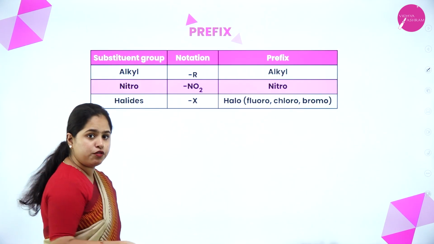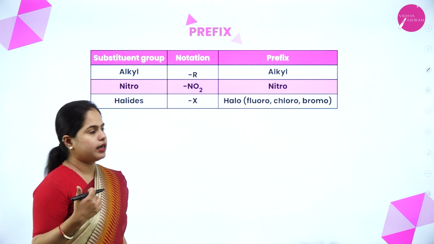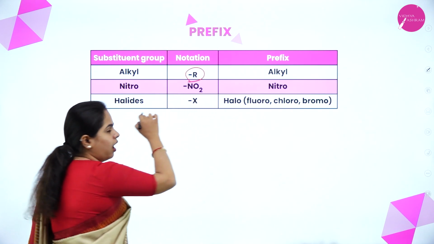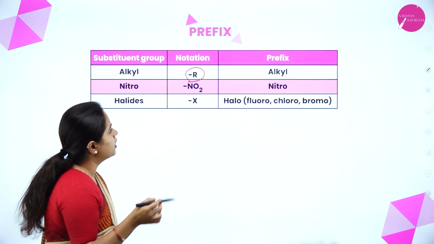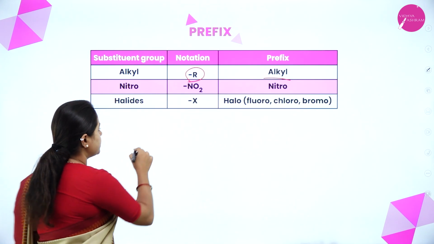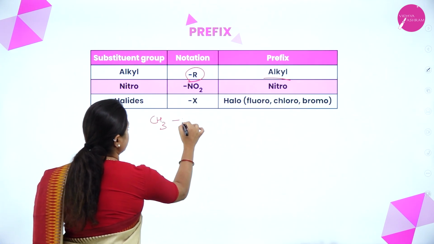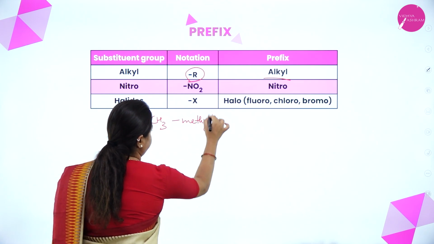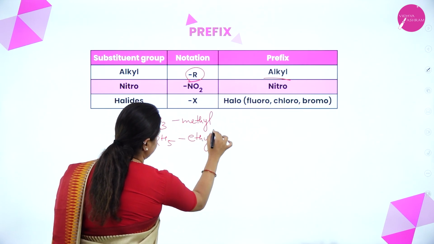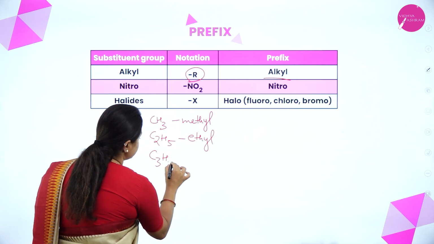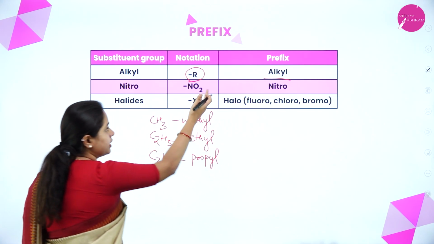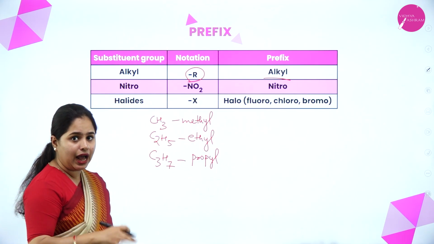Now coming to the prefixes, which come at the beginning. If it is an alkyl group, the general representation is R. R represents the alkyl group. How do you write the name of the alkyl? If it is a CH3 group, you write methyl. If C2H5 is present, ethyl. If C3H7 is present, propyl. In general, the prefix will be alkyl.